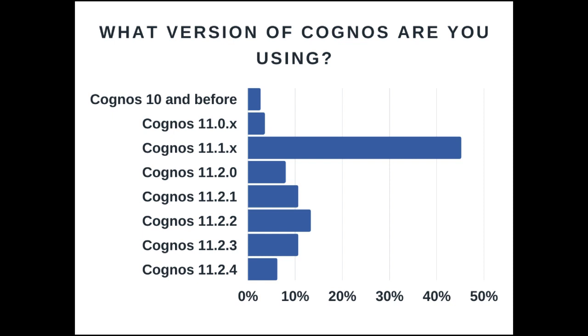Okay, so it looks like the top answer was 11.1. About 10 to 13% are on 11.2.1, 11.2.2, 11.2.3, and then a small group of people on 11.2.4, about 4%. Four people are on Cognos 10, and some people are actually on possibly an earlier version. So good to know.